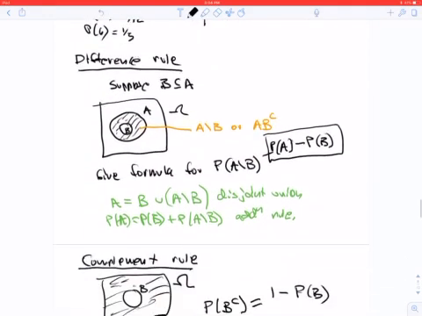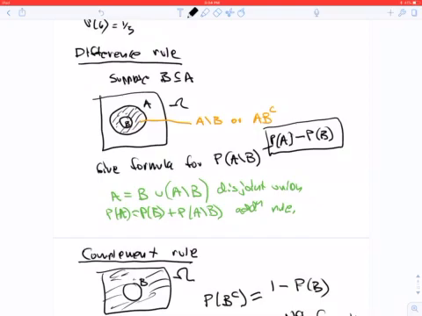Let's take a look at some rules. The difference rule: suppose that B is a subset of A. Then if B is a subset of A, we can draw it as so. Then the probability of A minus B, or A intersection B complement, which are both the same thing, the shaded region here, is the probability of A minus the probability of B. It's kind of obvious, you're just subtracting the area of B from the area of A.